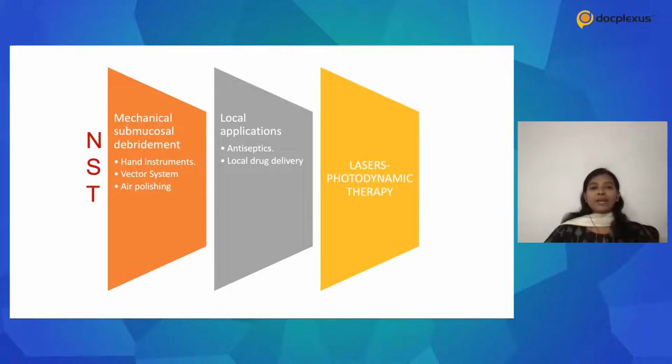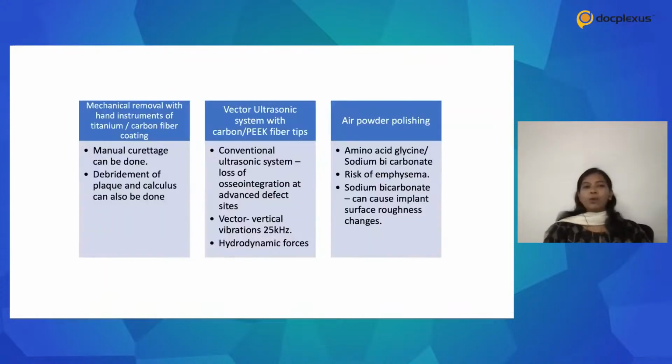So when you talk about mechanical submucosal debridement, you can use hand instruments provided you're using titanium curettes. You need to use vector systems. They have given a very good result on removing the plaque and calculus without damaging the implant surface. Apart from that, air polishing also plays a very important role. You can adjunct it with application of antiseptics, along with local drug deliveries using various antiseptics and antibiotics. Lasers, as I told you, photodynamic therapy plays a very important role.